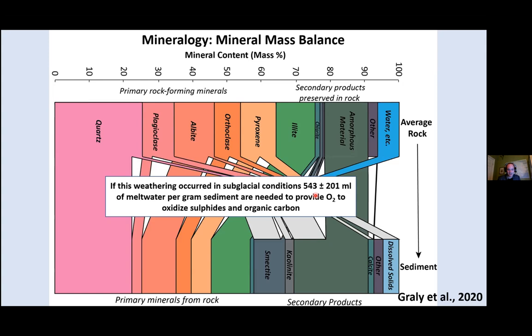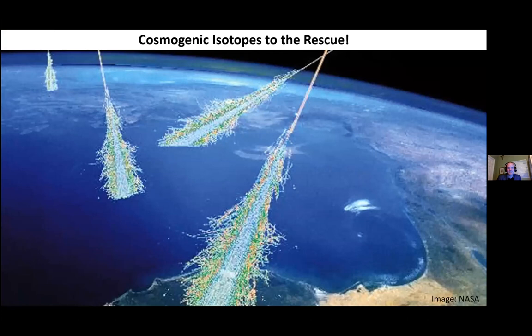But this seems like something you'd want to test. So are we sure this actually happened? Did this occur in the subglacial environment? Is there some other tracer we could use that proves that this is meltwater input? And there is: cosmogenic isotopes to the rescue. I don't know if everyone is familiar with this, depending on your specialization, but the Earth is constantly being bombarded by cosmic rays, high energy particles that come from distant stars. These are called galactic cosmic rays.